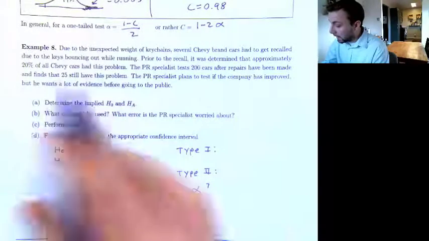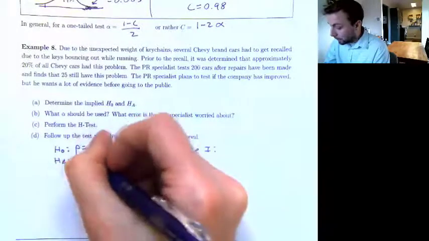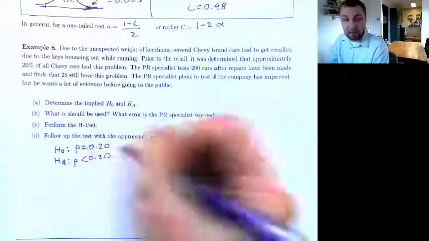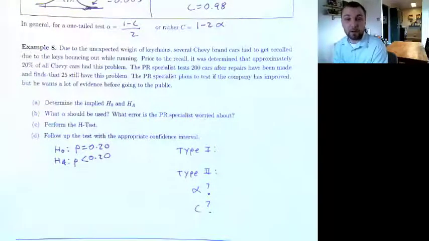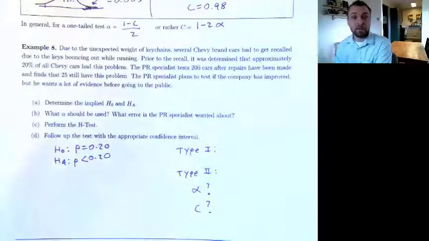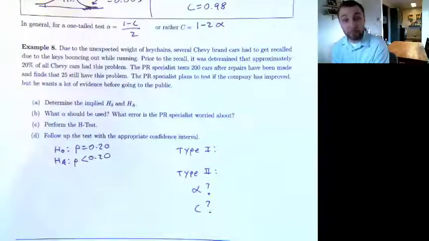So let's suppose that it was determined that about 20% of all Chevy cars had this problem. And they hope that they have made things better. So they've hoped that it happens now for less than 20% of cars. A PR specialist tests 200 cars and finds that 25 of them still have this problem. They want to test if the company has improved, and before going public, they want to make sure that they've had a lot of evidence that they are on the way to improvement there.